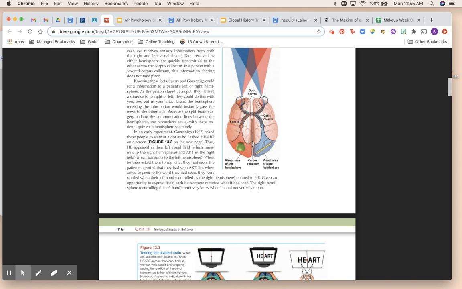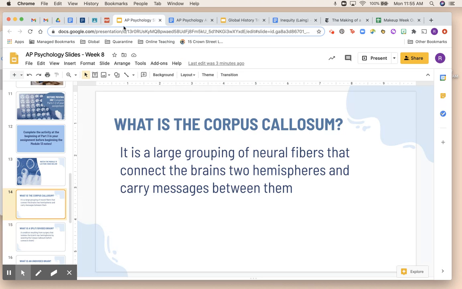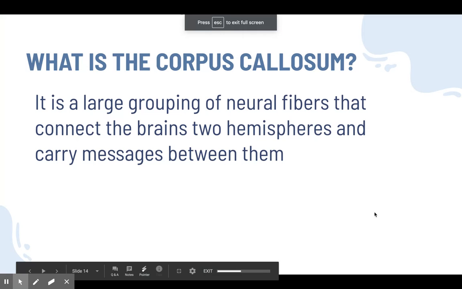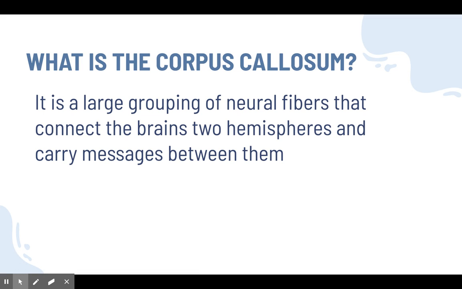But each side of the brain does help with different things. Going back to this middle part, the thing that brings these two halves together is called the corpus callosum. The corpus callosum is a large group of neural fibers that connects the brain's two hemispheres, and it carries messages between them. It is the thing that makes us have one conjoined brain. However, in some instances, and this is extremely rare, you might have to cut the corpus callosum, dividing the brain.